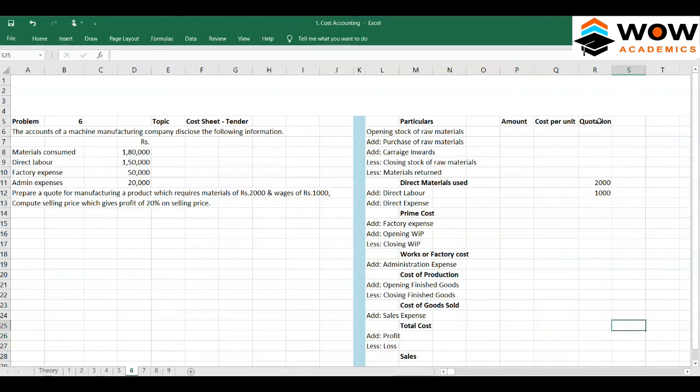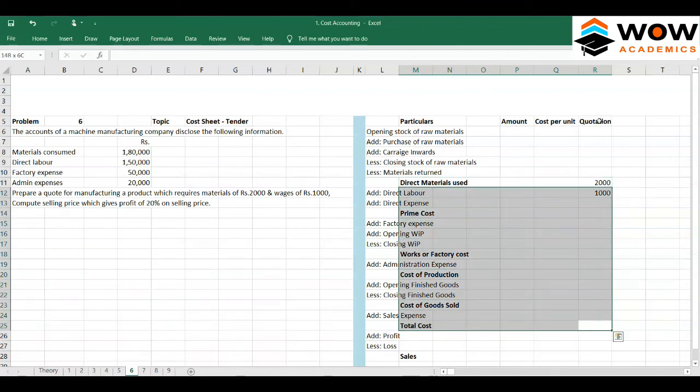So we have to find out total cost. But total cost is not only this amount. You can't just add 2000 and 1000, 3000. There are other expenses also. Okay, how can we say there are other expenses?